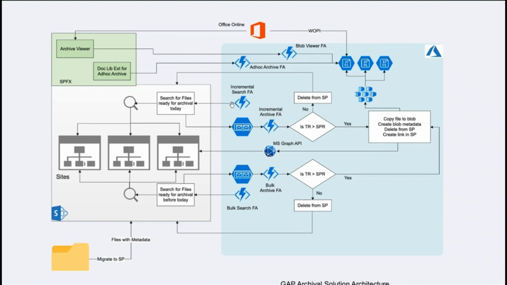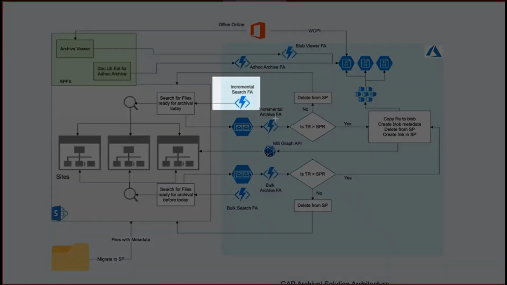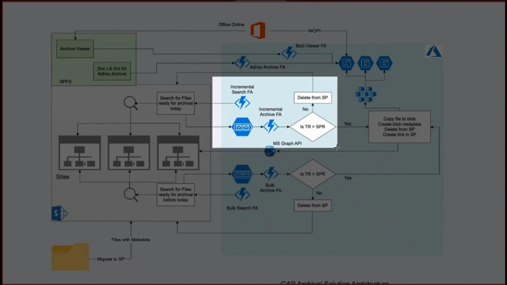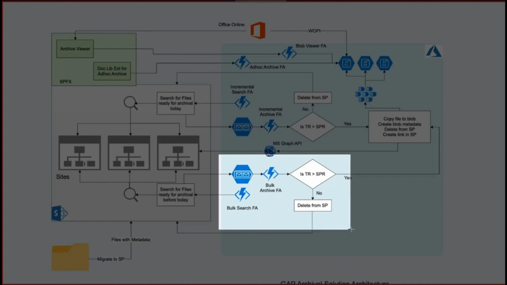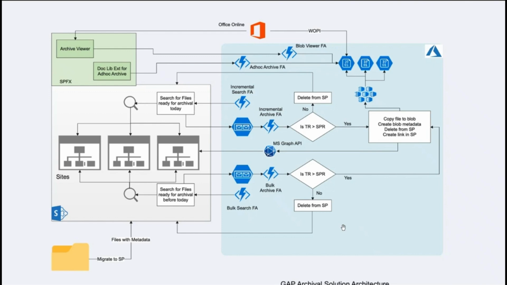Now, what happens is, we have two different segments of the application. We have this incremental piece, and then we also have this bulk piece. The idea is very few customers think in advance about an archival lower storage cost strategy. It's usually, oh shit, I'm paying a bunch of money. What do I do, right?